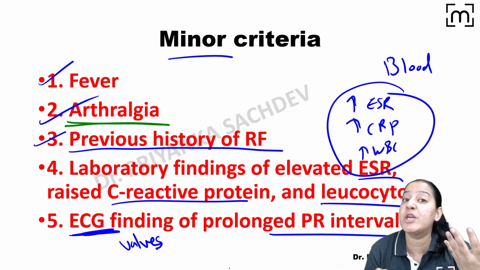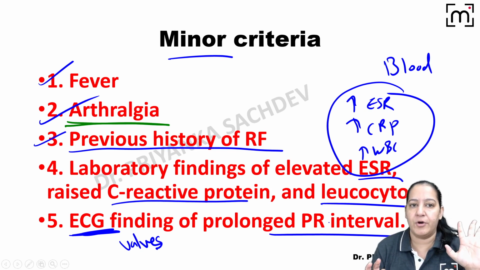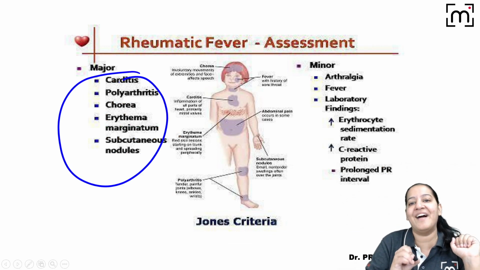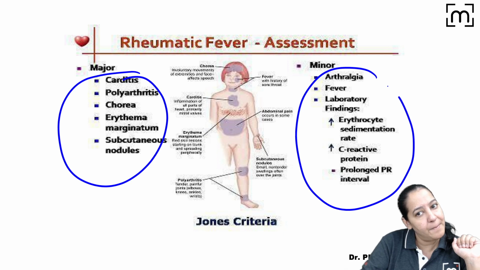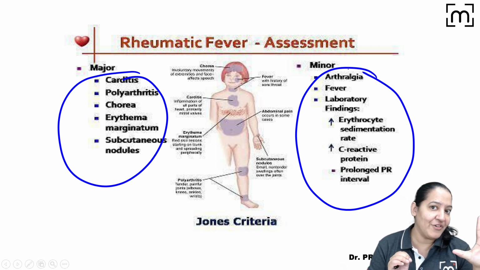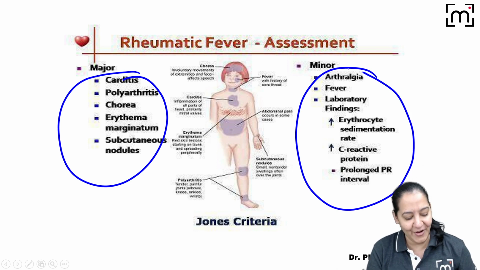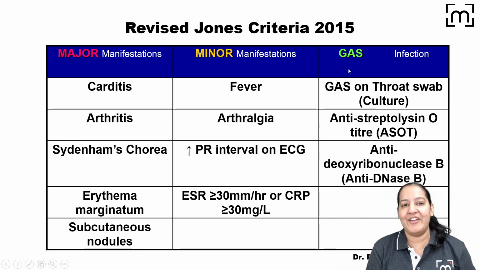You know in ECG we have PQRST. So the PR interval will be prolonged. So these are the 5 minor criteria. You can read the 5 major criteria and you can understand the 5 minor criteria. 5 major criteria and 5 minor criteria, all of them are in front of you. Have you got it? The 5 major and 5 minor.